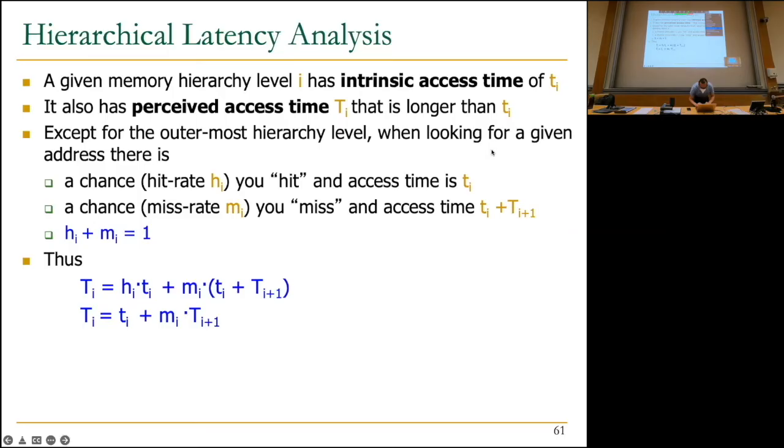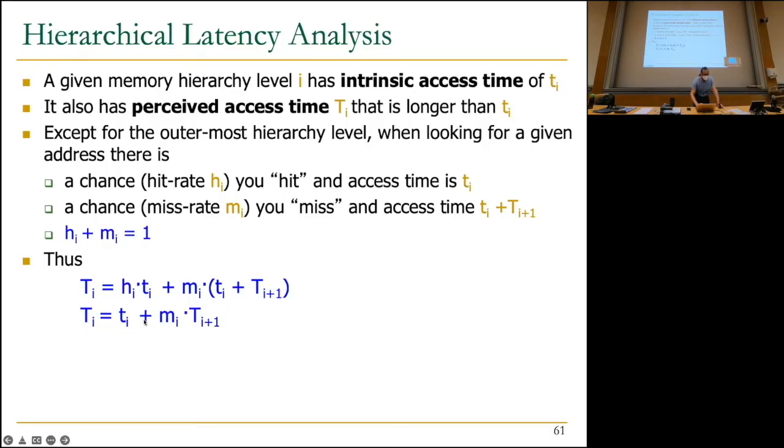While you're reading the equation, I'm going to hide this. Basically, the perceived access time of this level is the hit rate of the level times the intrinsic access time of the level, because you're going to get the data, plus the miss rate of the level times the intrinsic access time of the level to determine that it's going to be a miss, plus the perceived access time of the next level, because you're going to query the next level.